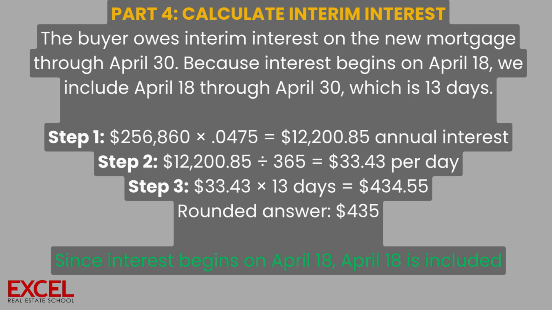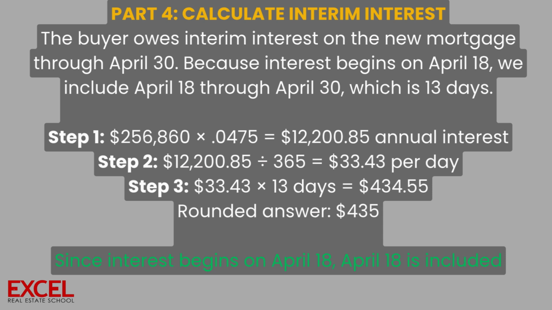Now, since that is the annual interest, we need to break that down per day. So what we're going to do now is take that $12,200.85. We didn't round up yet. We're going to divide that by a 365-day year. They give us that information. And so that is $33.43 per day.